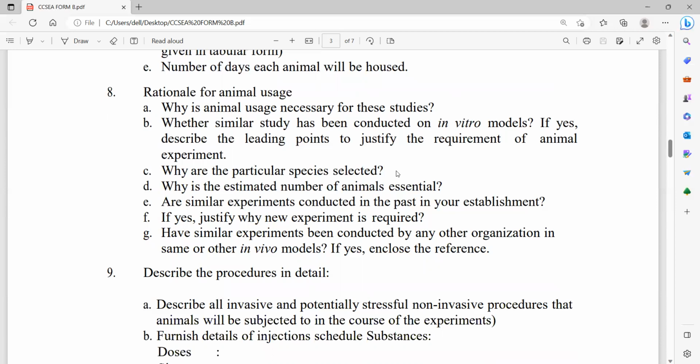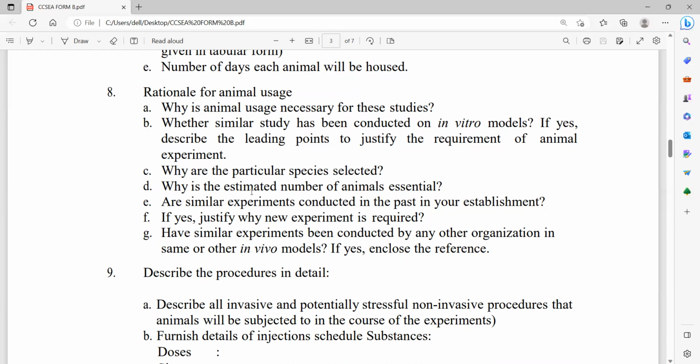If it is ocular studies, then we are going for the rabbits. If it is asthma or skin related studies, then we will go for the guinea pig. So that specific reason for selecting these species is important.